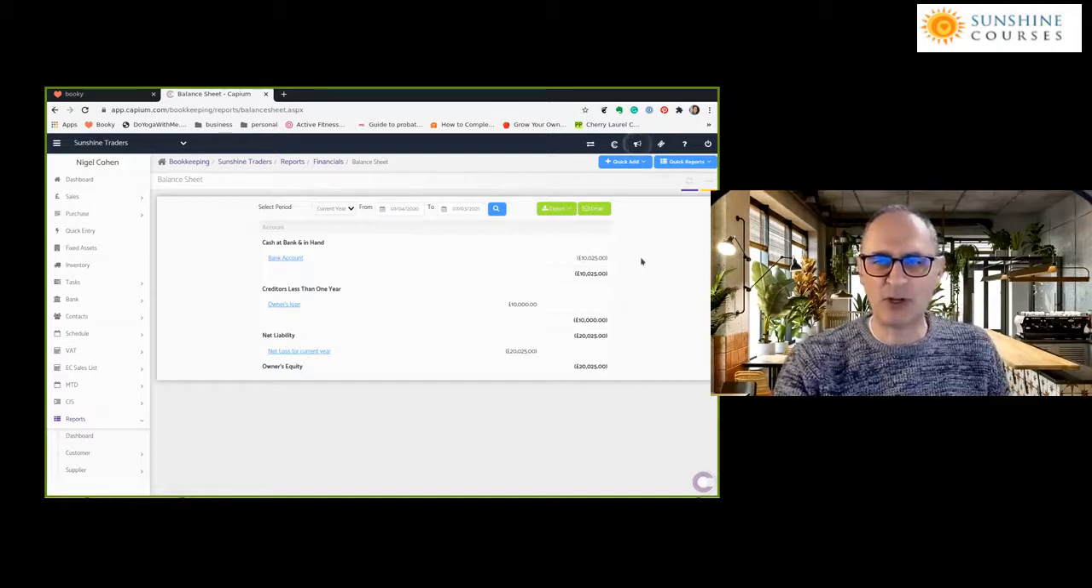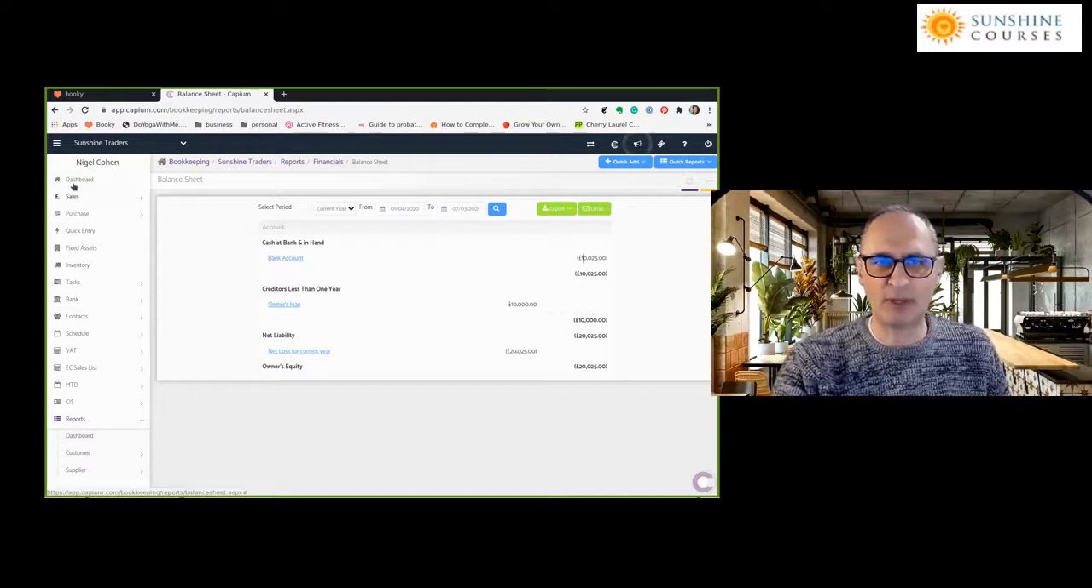And I'm now going to show you how we record the income. So I should just mention, this accounting software is called Capium. There's lots of different accounting software. There'll be a separate module which will talk about which accounting software you want to use. But the principles that I'm going through now are going to be common to almost every software package that you have, either online or on your computer.